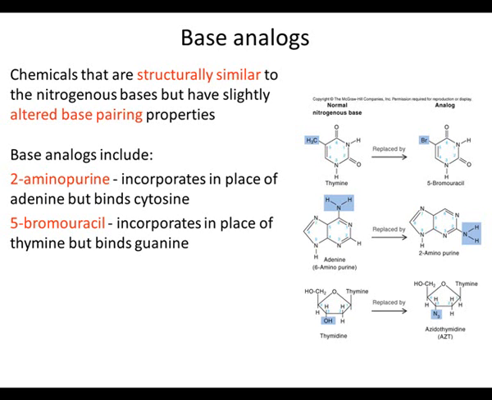So base analogs are just compounds that get incorporated into the DNA, and their base pairing isn't as rigid as the normal bases, and they base pair with the wrong base some of the time, and so then you get mistakes in the opposite strand.